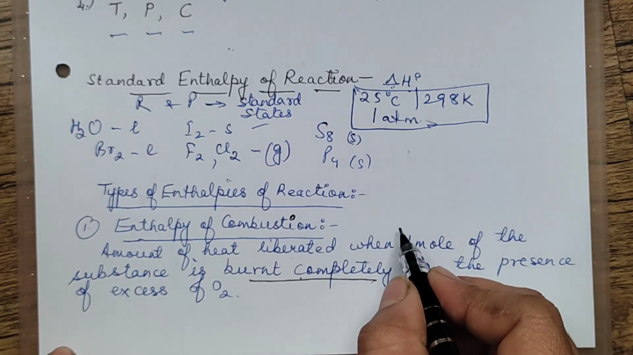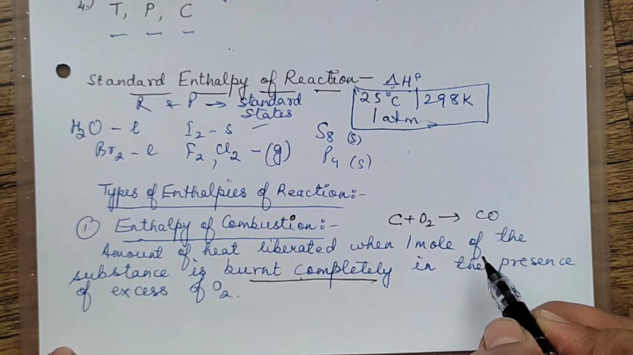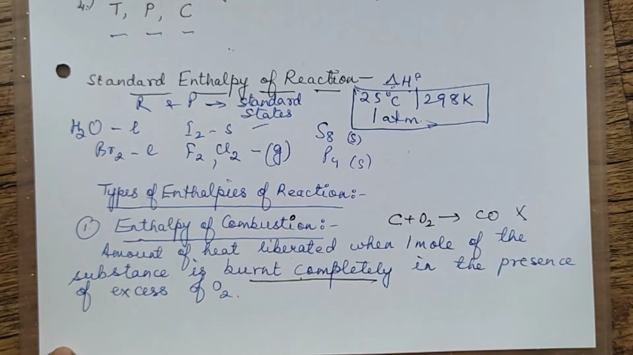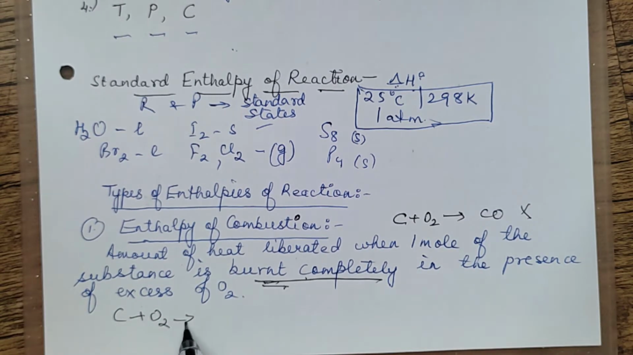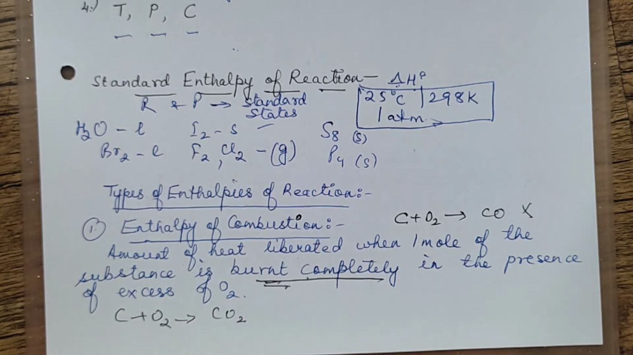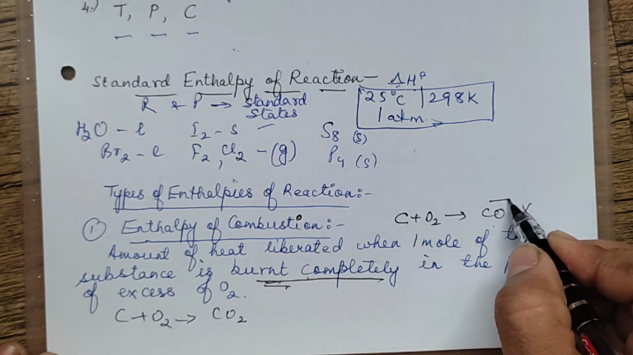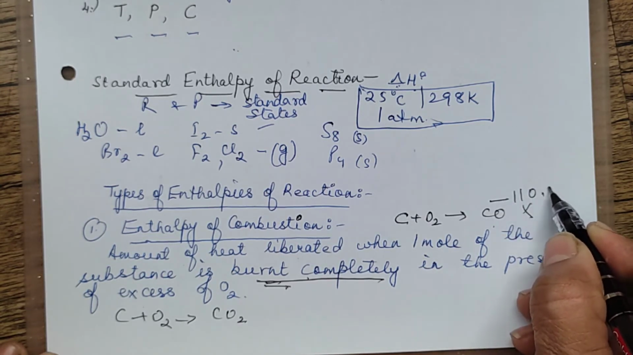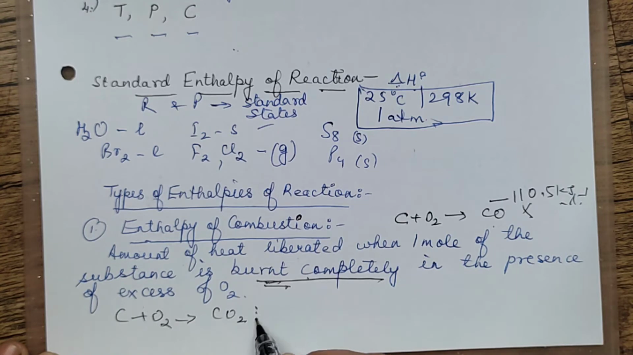For example, if I say carbon has to burn, carbon plus oxygen, and the equation says it is forming carbon monoxide, this is not the enthalpy of combustion then. It should be burning completely. Burning completely means it should be reacting with oxygen and forming carbon dioxide. In this case, the delta H value given out is 110.5 kilojoules per mole, whereas here the enthalpy is 393.5 kilojoules per mole. This is the enthalpy.